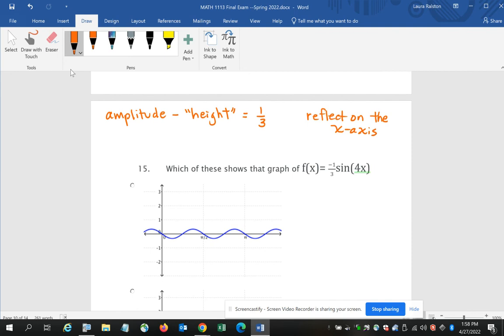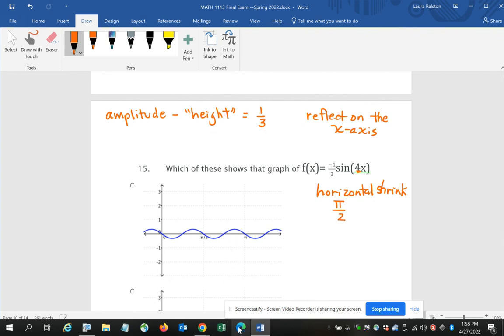It also is not going to take us as long to see the full picture because of this 4. That causes a horizontal shrink, or it basically squeezes it together. So normally it would take 2 pi to see this full graph. It's only going to take us pi halves.